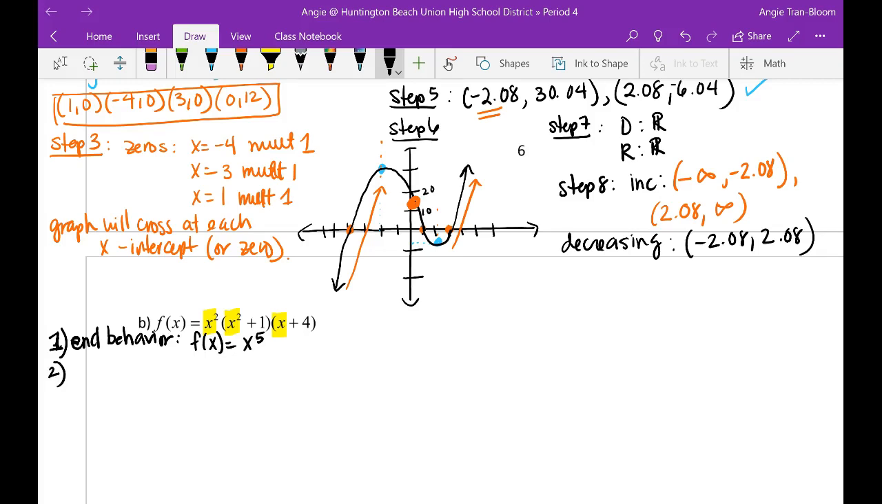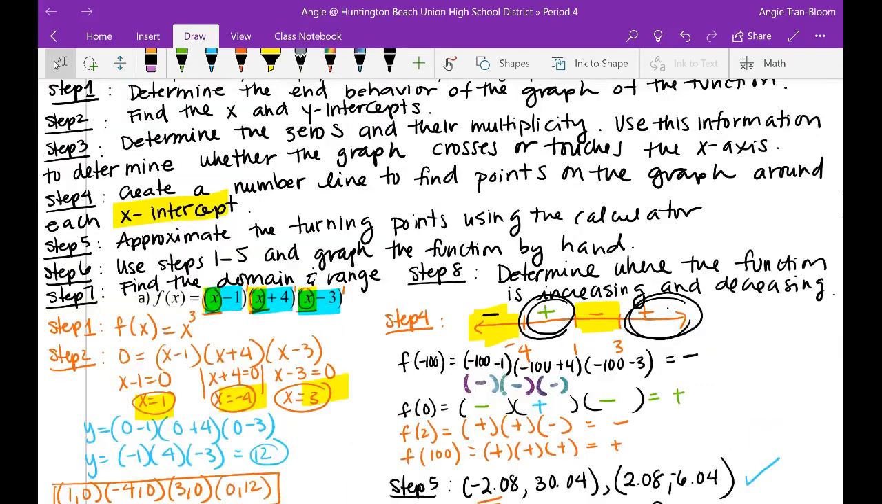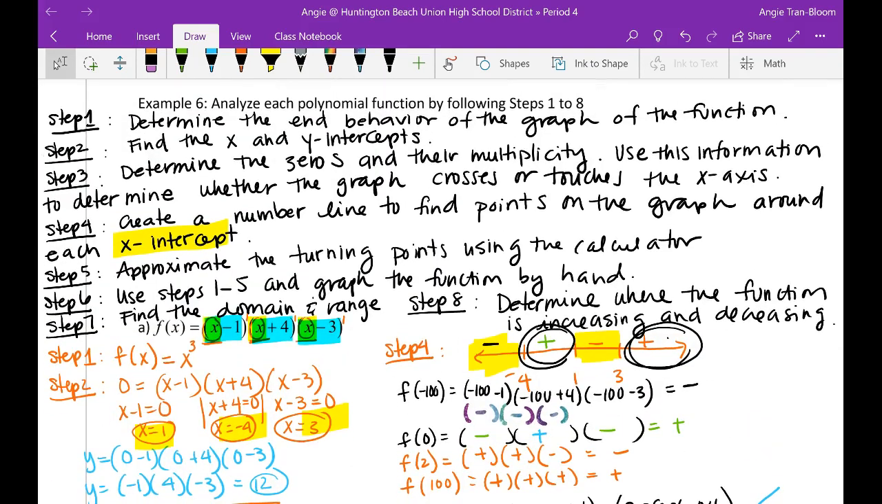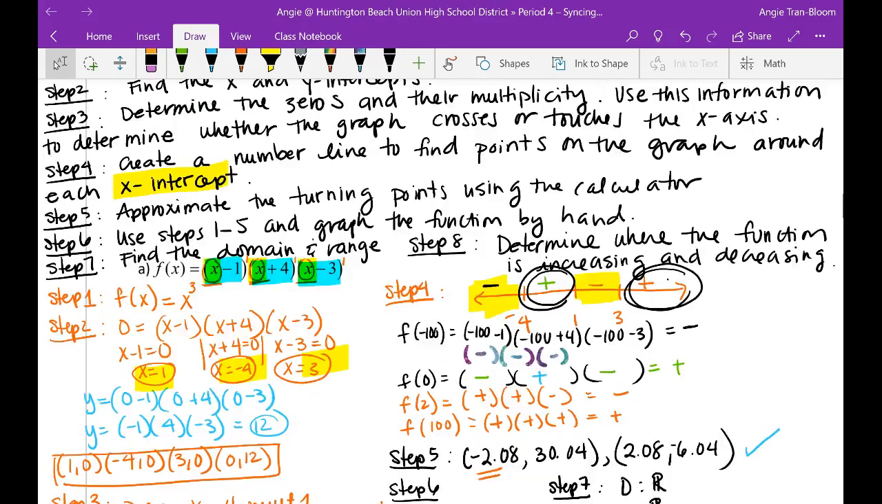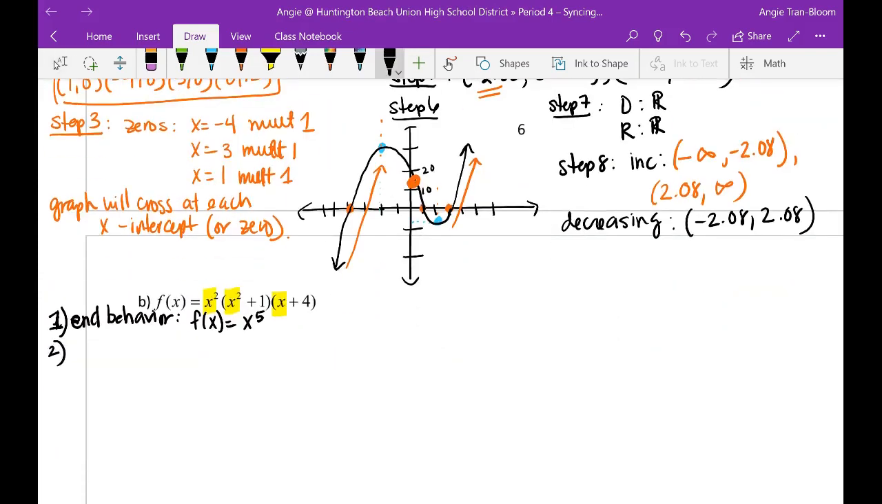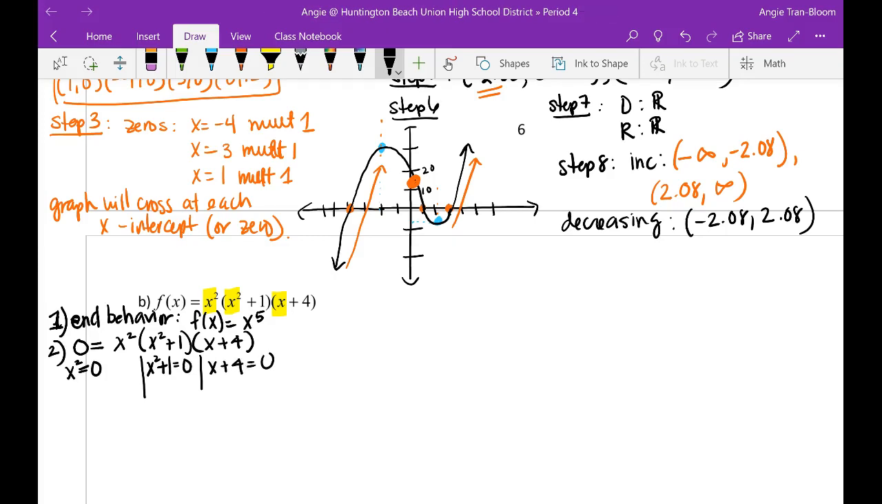Step number 2, let's go back and look at what step number 2 says. Step number 2, find the x and y intercepts, okay? So x-intercept is y equals 0, so I will take y, set it equal to 0. What's really nice about this is that this function is already in factored form. So what I would just do is take each factor and set it equal to 0, okay? So here are all the 3 factors. We're just going to take each, set it equal to 0.